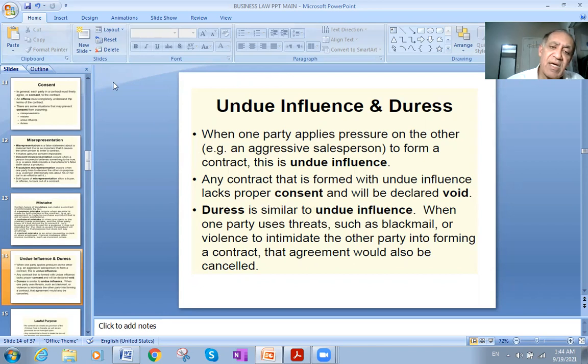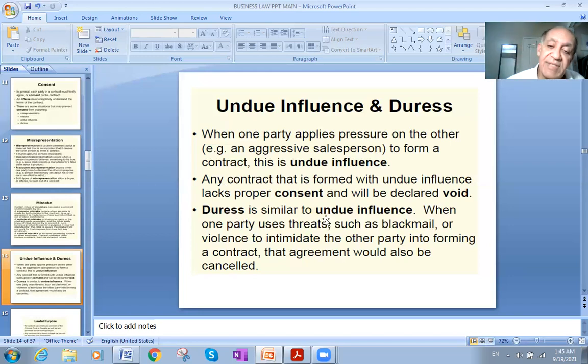Any contract that is formed with undue influence lacks proper consent and will be declared void. This is the article or the act saying any contract that is formed with undue influence lacks proper consent. So I don't have a consent to agree on it, but I went under pressure. In that case, this contract will be void.